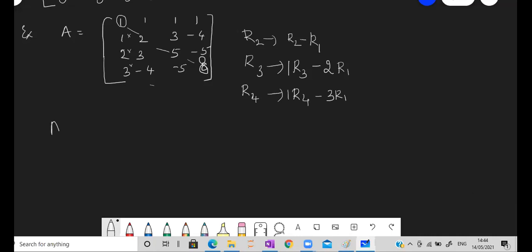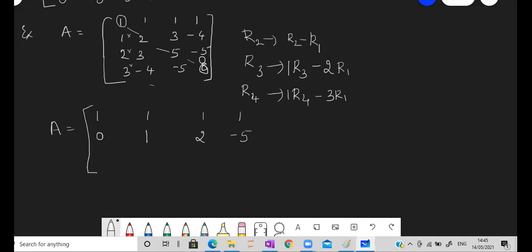Yeah. Let us write it. Tell me, no change with which row? First row. All are 1, 1, 1, 1 only. R2 minus R1: so 1 minus 1 is 0, 2 minus 1 is 1, 3 minus 1 is 2, minus 4 minus 1 is minus 5. Correct? R2 minus R1 you should take.